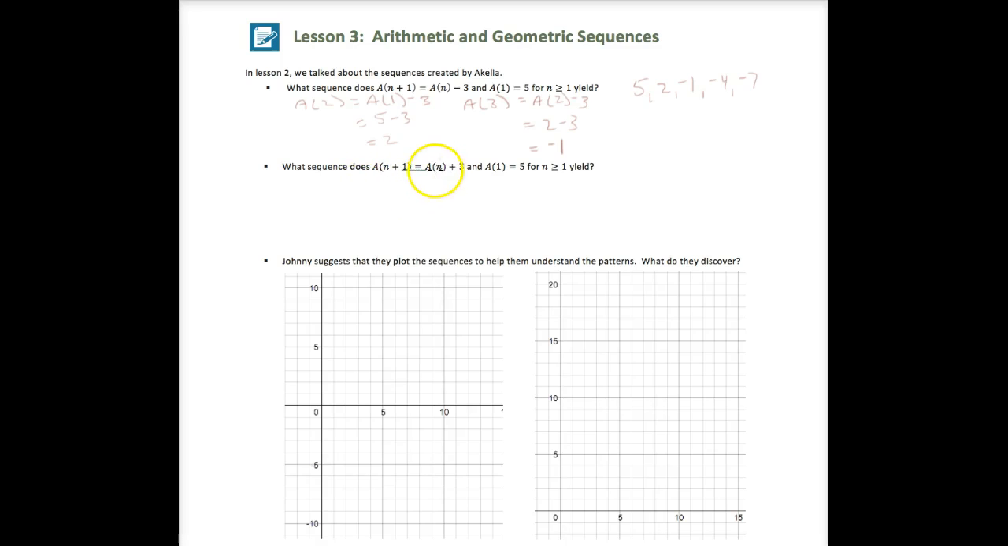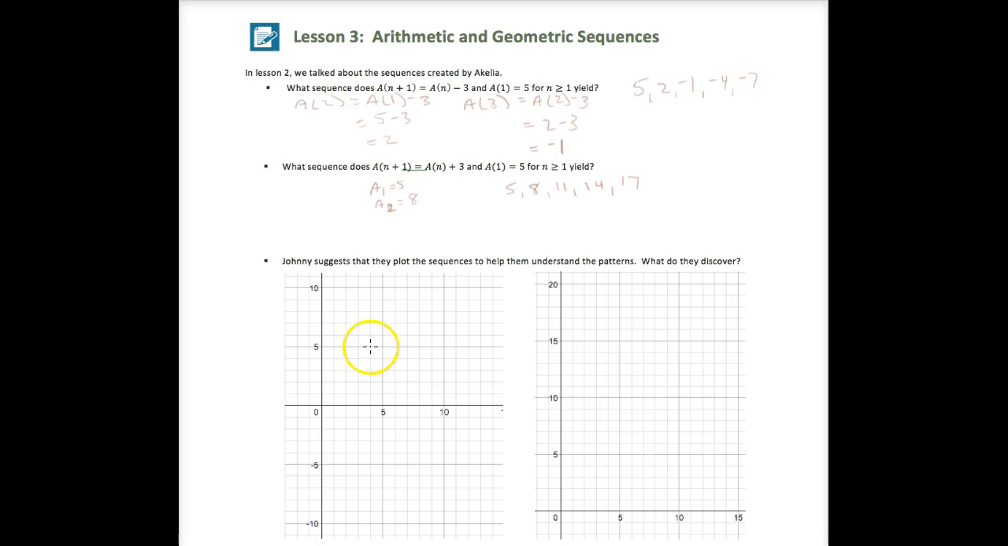On this one, it looks like this time we're adding 3. If you think about it, the new term is the old term plus 3. So if the a sub 1 term is 5, then the next term must be 8, because it says to add 3. So our series is going to go 5, this time it's going to go up: 8, 11, 14, 17, etc. Johnny suggests that they plot the sequences to help them understand the patterns.